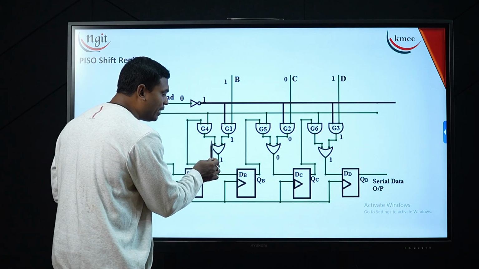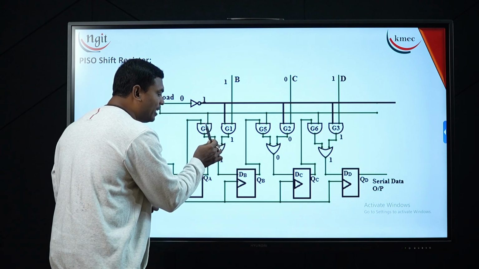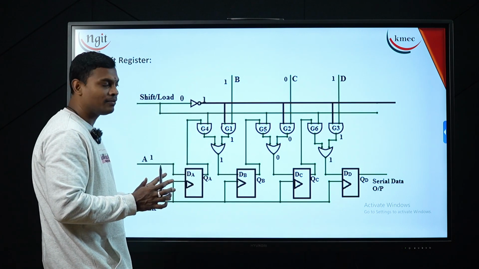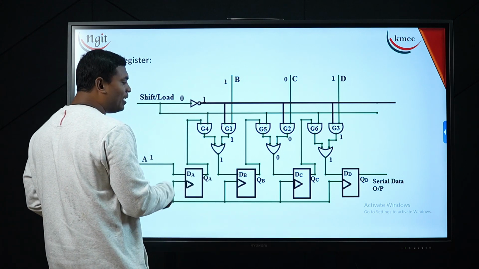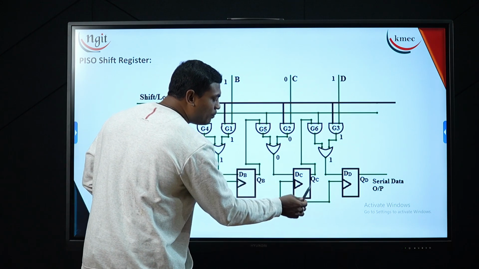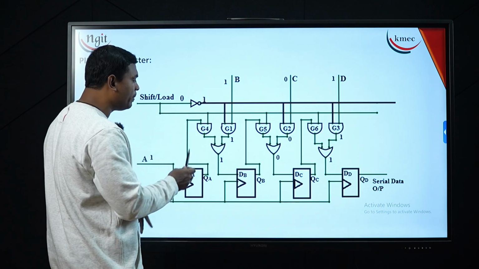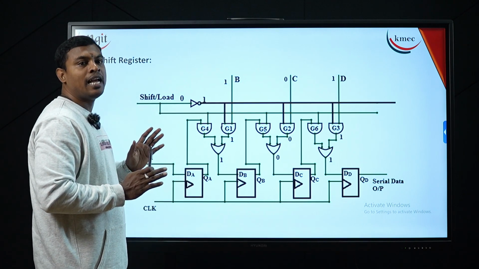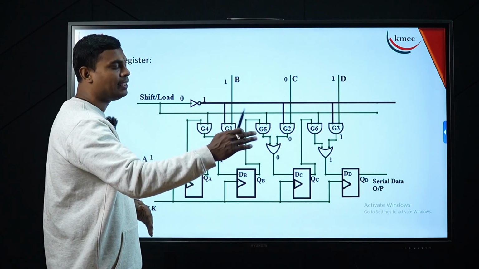For the OR gate, if a single input is 1, the output will be 1. So the data present here comes out here, and that data gets stored onto my second flip-flop. This data will shift to the next flip-flop when I provide 1 more clock pulse: it goes to G5, comes out, and goes onto the next flip-flop. So whenever the shift/load bar control signal is high, gates G4, G5, G6 are in active state, and I am able to shift the data serially from one flip-flop to the next towards the right side.